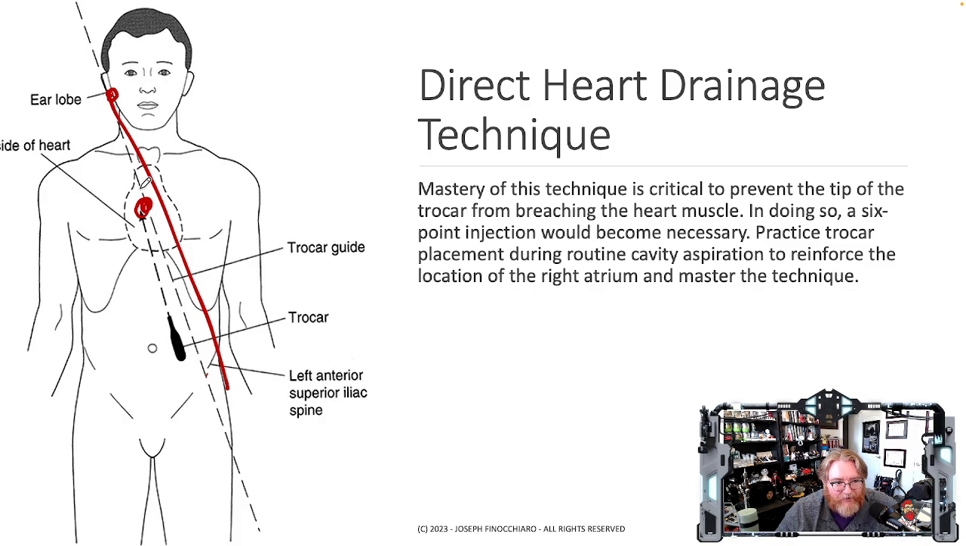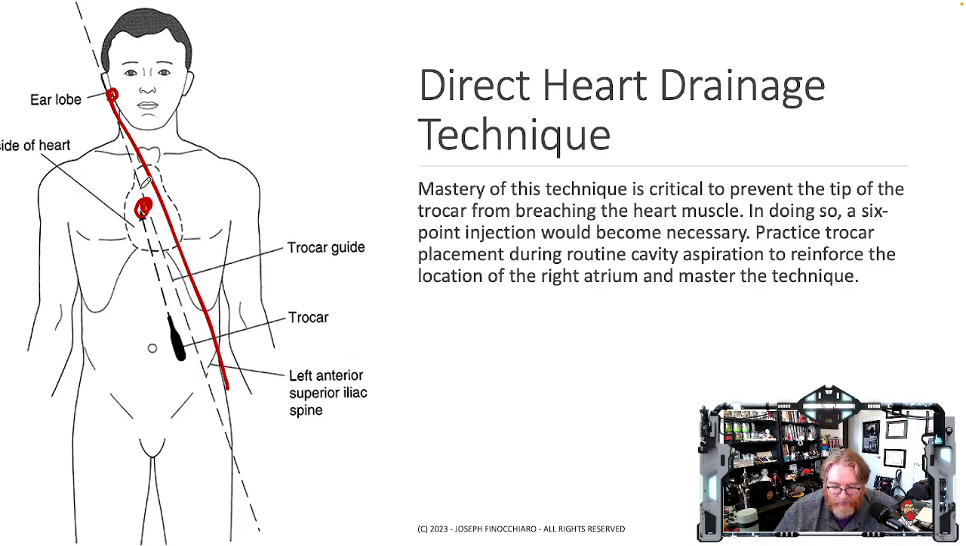You're going to try to bisect that line. Your heart has to be swollen so that when your tip goes in, it will puncture and immediately do its thing. Now, mastery of this technique is critical to prevent the tip of the trocar from breaching the heart muscle. In doing so, you've put a big hole in the water main, and now you're going to have to do a 6-point injection because you're not going to be able to build pressure anymore.